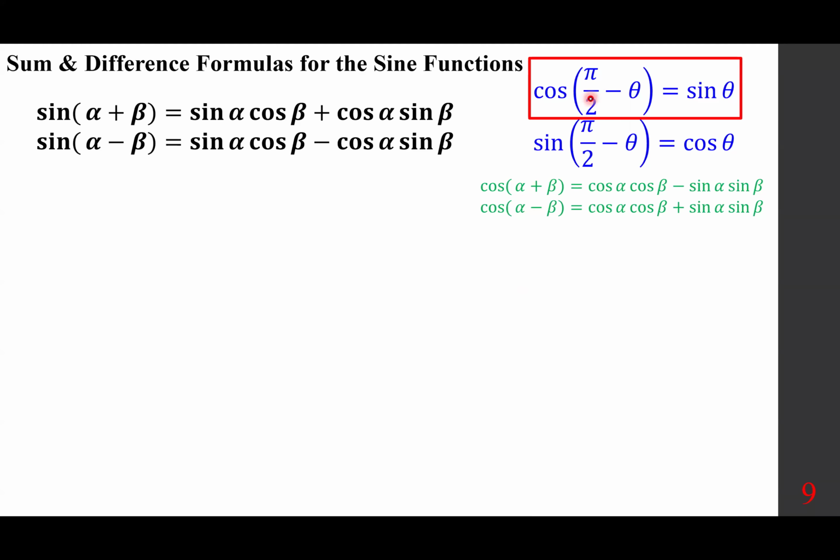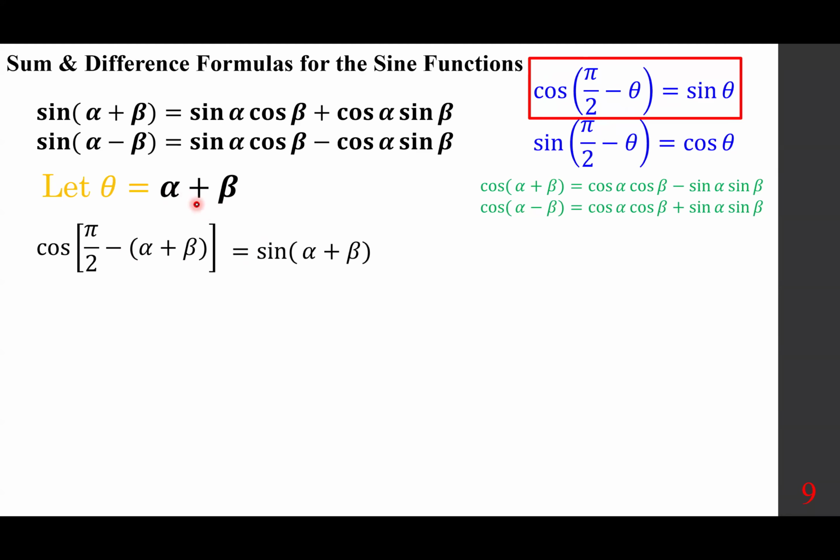Cosine of pi over 2 minus theta. Instead of theta, we're going to use alpha plus beta. So let theta be alpha plus beta. We're going to replace this with alpha plus beta. So cosine of pi over 2 minus (alpha plus beta). If this is sine theta, this must be sine theta also, or sine of alpha plus beta, because we are replacing theta with alpha plus beta. Both of them are theta, right, class?